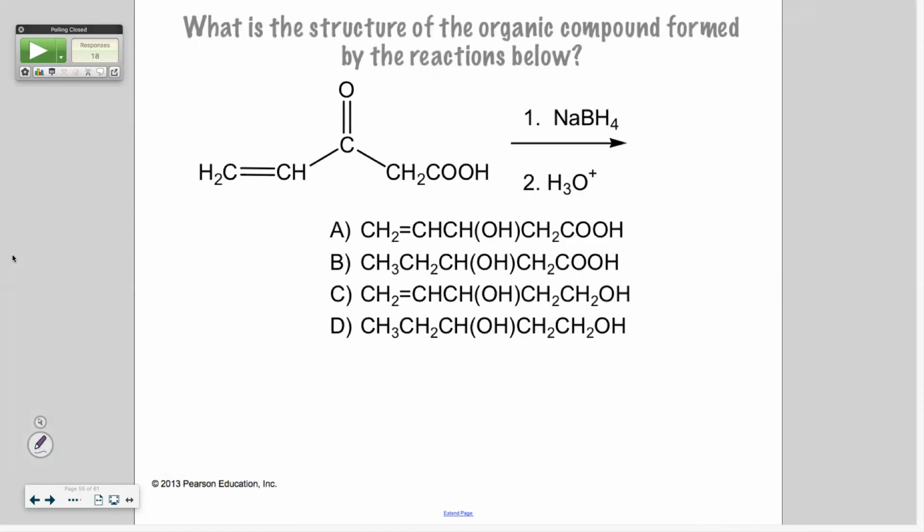Okay, so we have an alkene, right? What is this? A ketone. What's this? Carboxylic acid. Okay, so we're using sodium borohydride. So what do we reduce? Only the ketone. Everything else is going to remain the same. You with me?